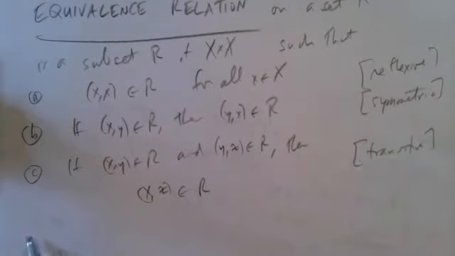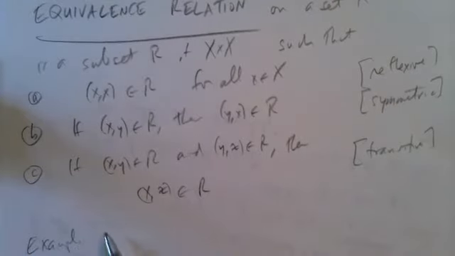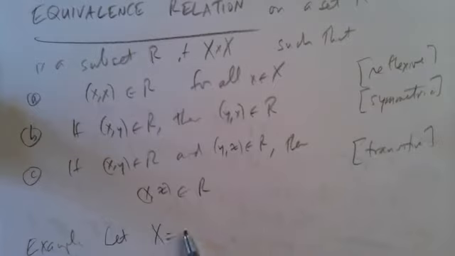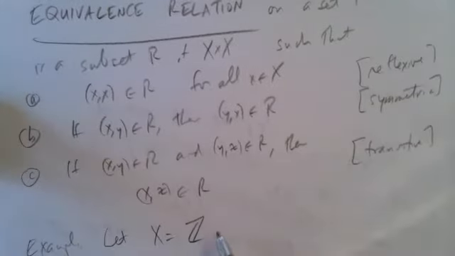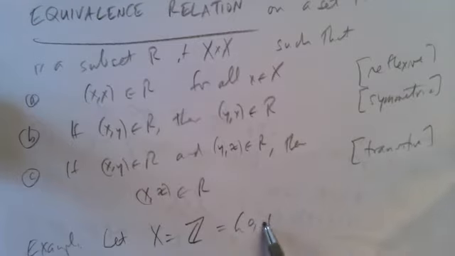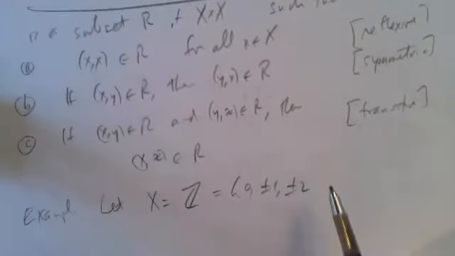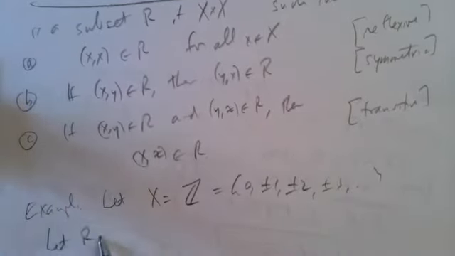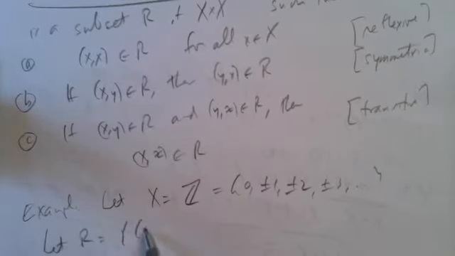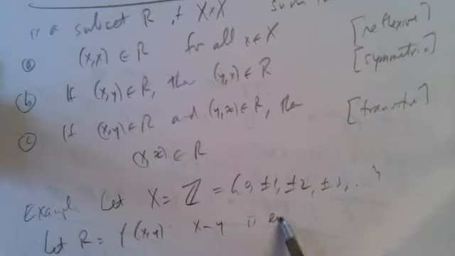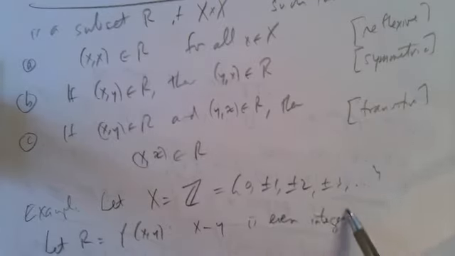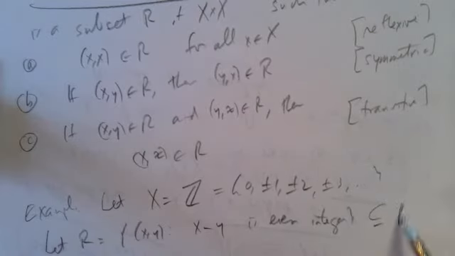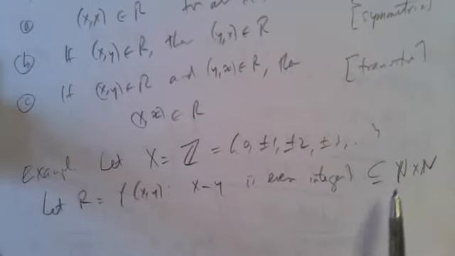So just as a simple example, suppose we let the set X be the integers, positive, negative, and zero. And suppose we let R be the set of all ordered pairs x comma y such that x minus y is an even integer, divisible by two. So this is a subset of the Cartesian product of the integers with itself.